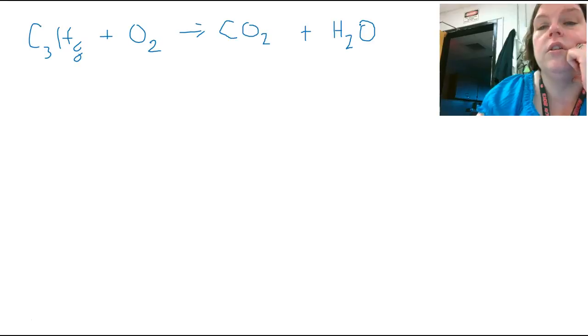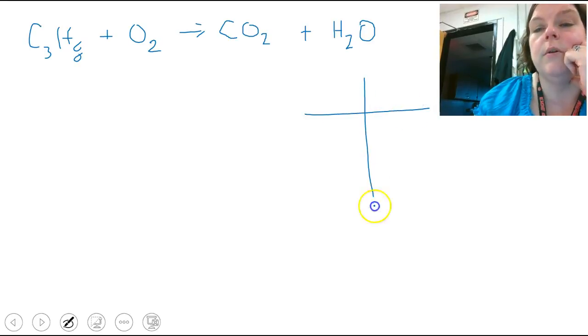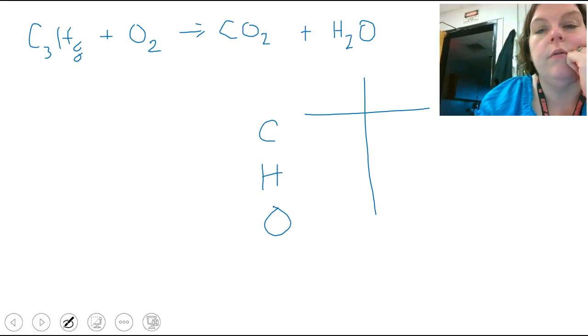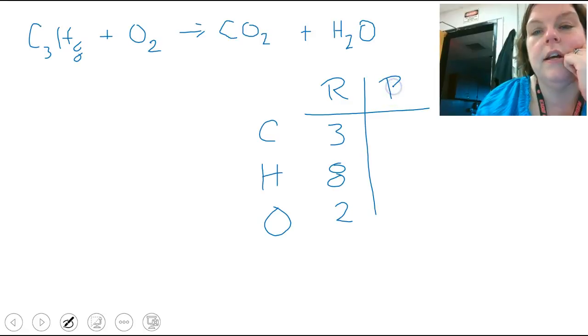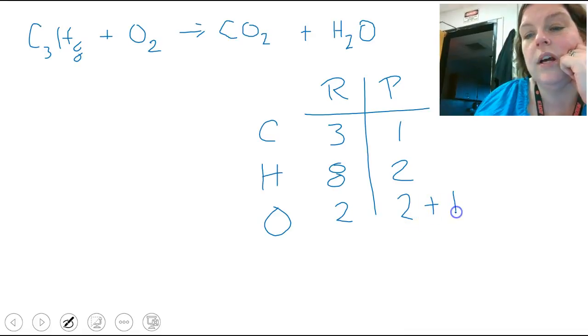So again, we go to drawing the T-table. Here's our T-table. We have carbon, we have hydrogen, we have oxygen. We have 3 carbon, 8 hydrogen, and 2 oxygen on the reactant side. The product side has 1 carbon, 2 hydrogen, 2 oxygen, plus 1 oxygen.